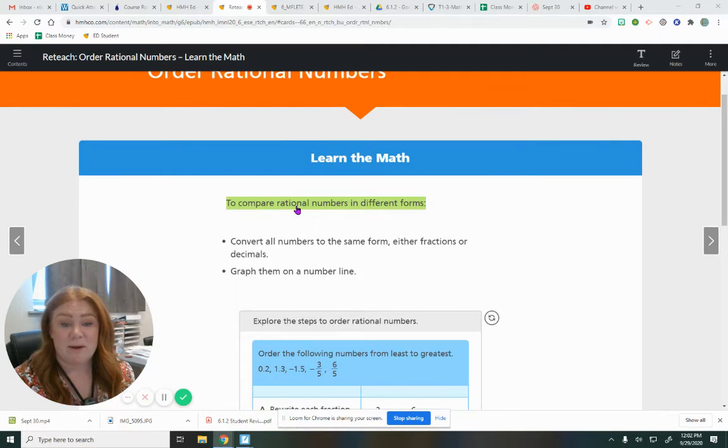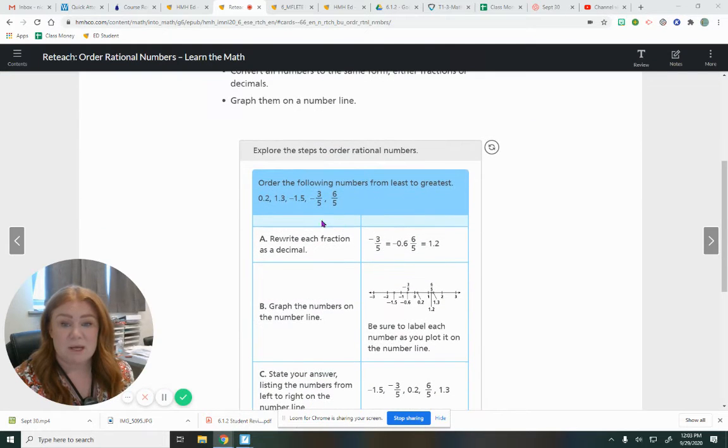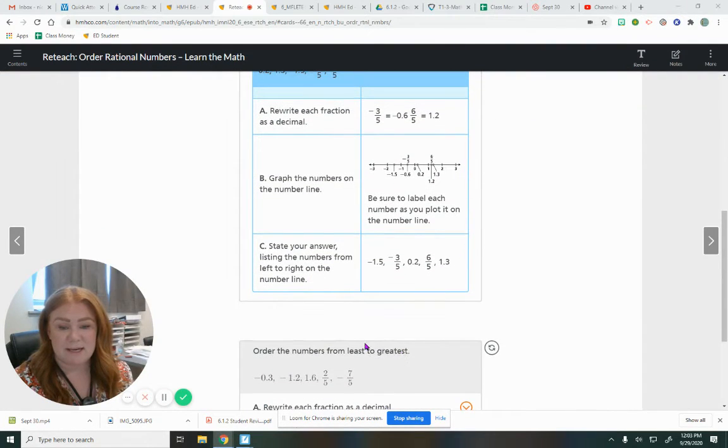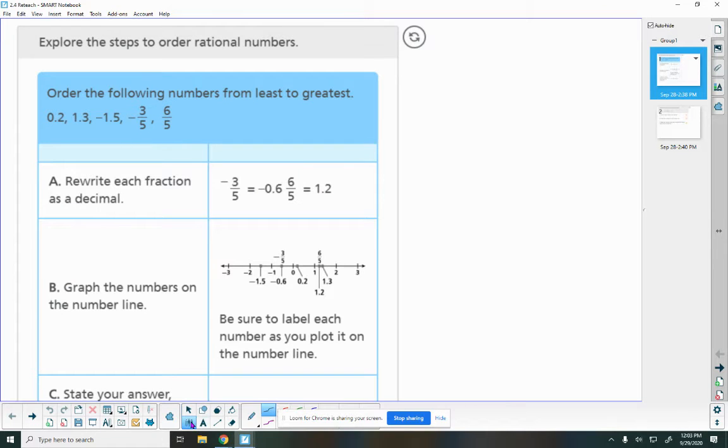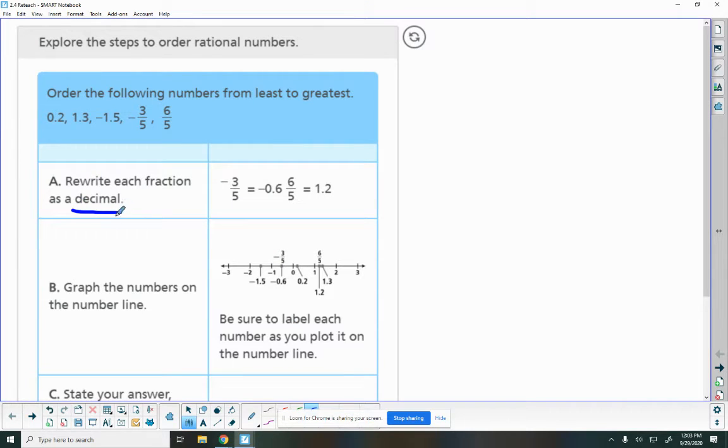So we're going to talk about comparing rational numbers in different forms. On here, it has a step-by-step process. I'm going to pull up another file here that I can write on to help us walk through some of these ideas. So the first thing we want to do is write our fractions as decimals.